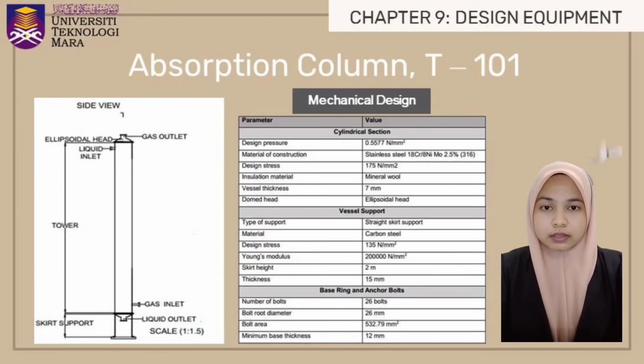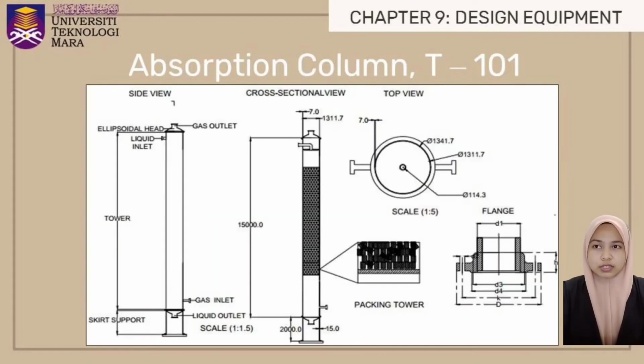In mechanical design, an ellipsoidal head is chosen for the vessel closure due to its suitability in terms of minimum thickness. Mineral wool is used as an insulation material and carbon steel is used for the straight skirt support that supports a tower with a height of 2 meter, where it is preferred in construction when strength is needed. So, this is the AutoCAD drawing for absorption column T101.